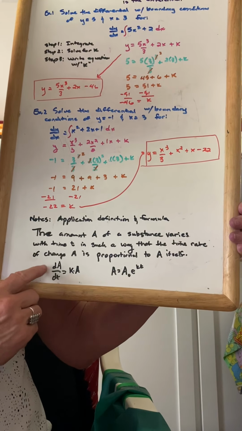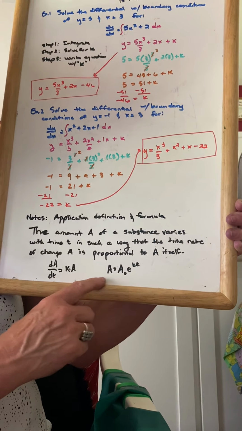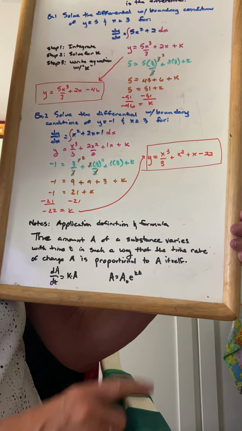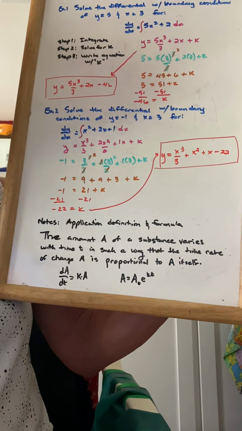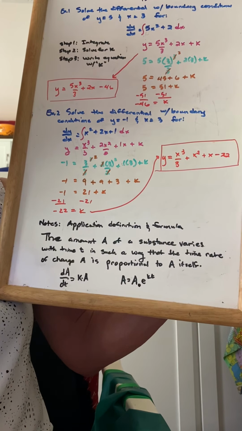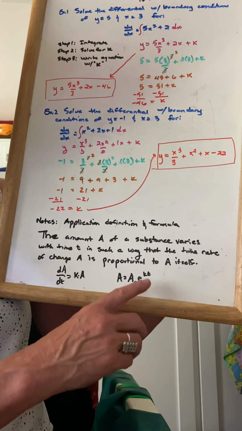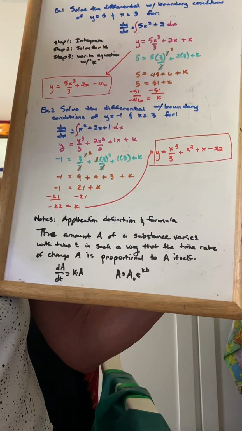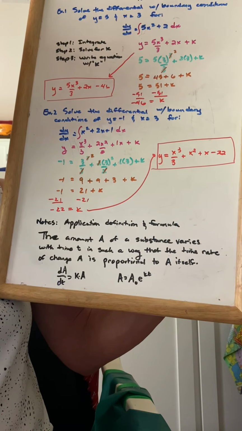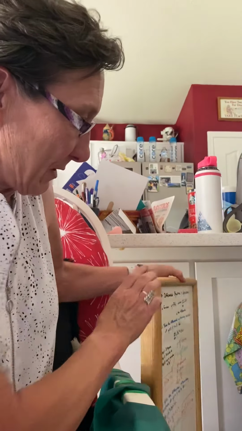The formula: dA/dt, your differential, equals k times A. When you solve that, you get A equals A sub 0 e to the kt. This formula is going to be noted, and we're going to use different variables in there, but it's definitely going to be used in the next two examples. A equals A sub 0 e to the kt. e is going to be that e button on your calculator. You're going to need your calculators for this. All right, let's move to the next board.